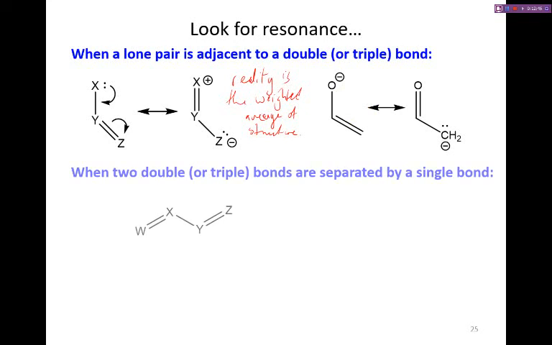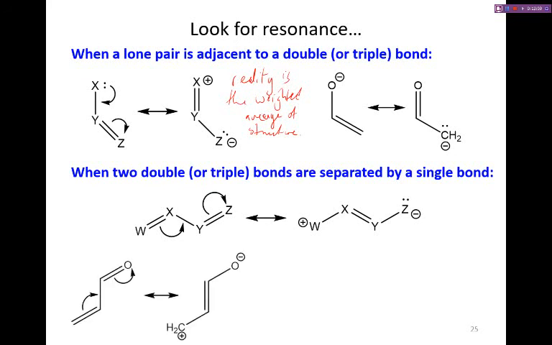However, we saw that we can also have resonance when we have alternating double or triple bonds separated by a single bond. That would be shown using resonance forms in the following process. And here's some examples that you might see where we have, again, alternating double and single bonds.